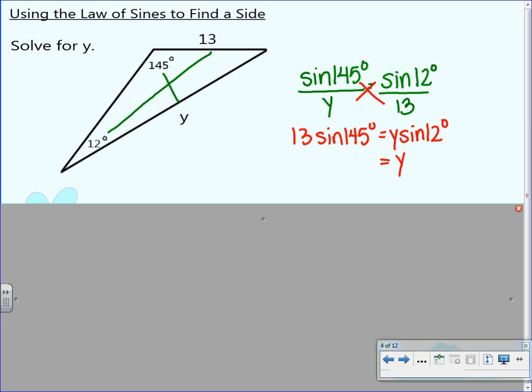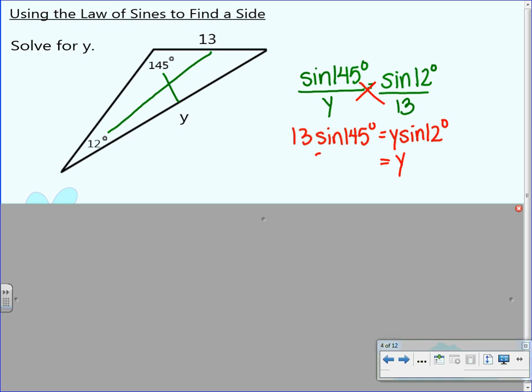And this is the part now where you're going to put this in the calculator. You're going to do 13 sine 145 divided by sine 12. Before you put it in the calculator, though, please make sure your calculator is in degree mode. You can type this in all at once. Just make sure you end the parentheses after the 145, or you could use your alpha y equals even here to set up that fraction.